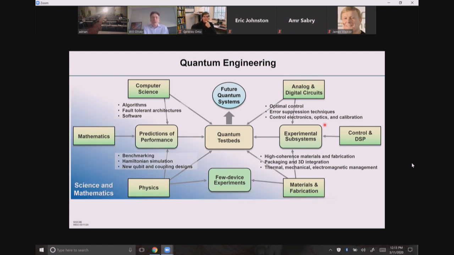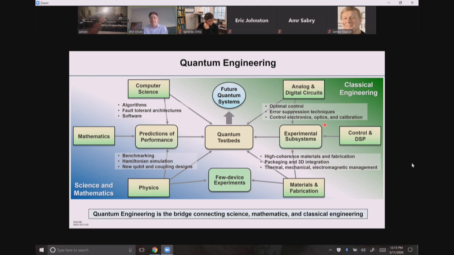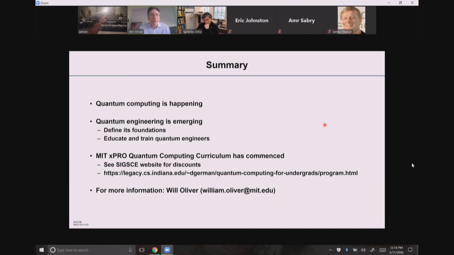And so it's really bridging what we might consider traditionally science and mathematics with classical conventional engineering disciplines. And these all have to come together to form this new discipline called quantum engineering. And again, whether it's its own new department or a new discipline or subdiscipline, I think that still has to be worked out. So with that, I come to the end.